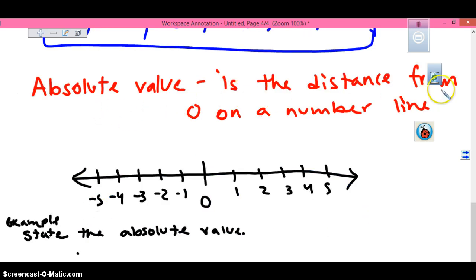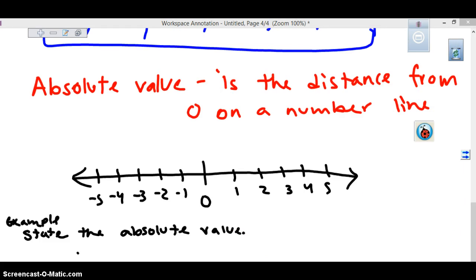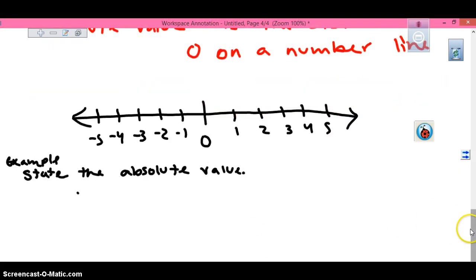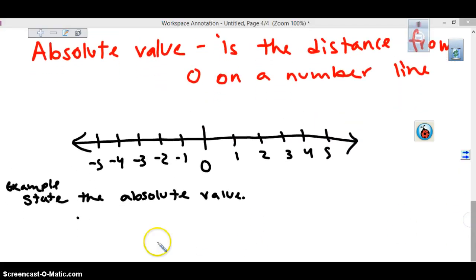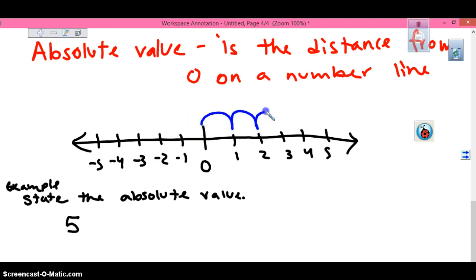Absolute value is the distance from 0 on a number line. So for example, if we need to state the absolute value of the number 5, what is the distance from 0 to the number 5 on the number line? 5. 1, 2, 3, 4, and 5. The distance is 5. That means that the absolute value of 5 is 5.